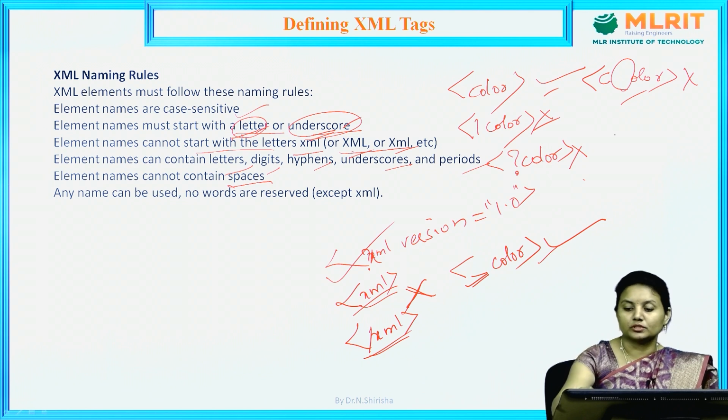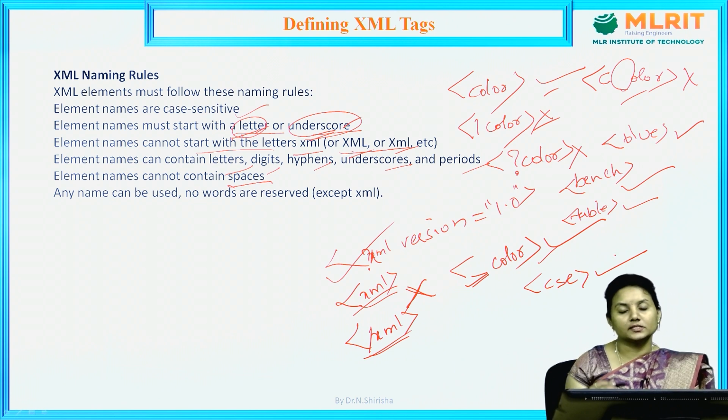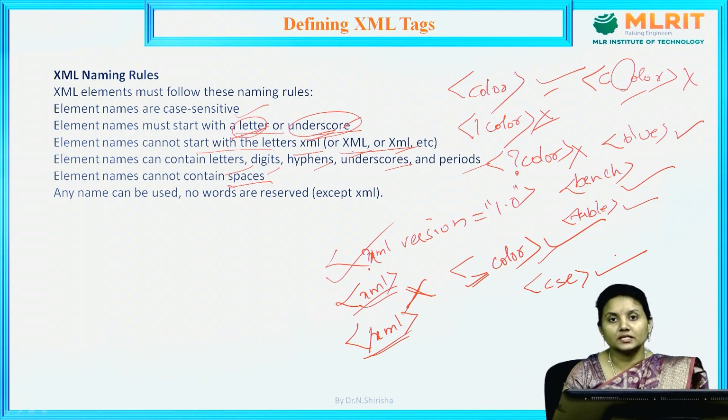Anything can be used. Suppose you are taking blue as a tag, that is fine. If you are taking bench as a tag, that is fine. If you are taking table, that is fine. If you are taking CSE, that is also fine. So like that in XML, anything can be written as a tag because it supports user defined tags. Therefore, XML is the only keyword that you cannot use as an element or a tag.